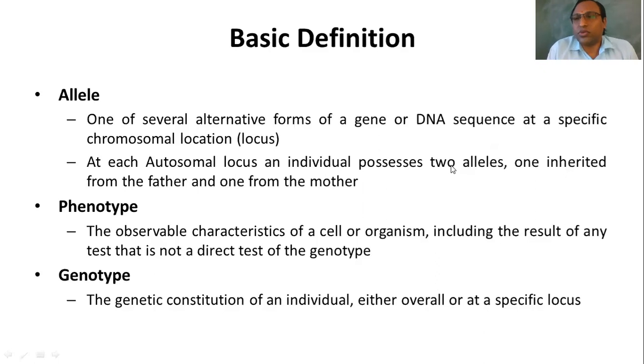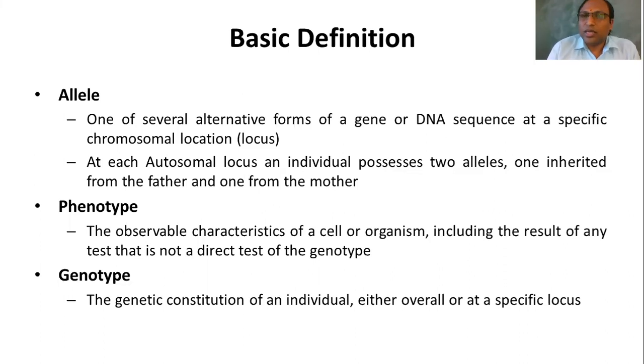So basic definitions, if you see in this particular part, is allele. What we consider with the allele is one of several alternative forms of the genes or DNA sequences at a specific chromosomal location. This is called the locus. At each autosomal location, an individual possesses two alleles, one inherited from the father and one from the mother. So as per Mendel's genetics, you know that one comes from the mother and one from the father. When they join together, they form the zygote, and that is the haploid to diploid formation that takes place.